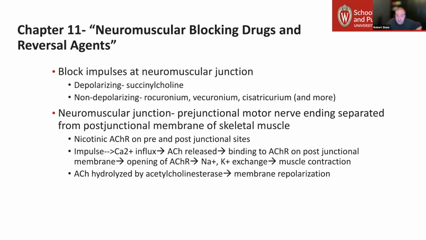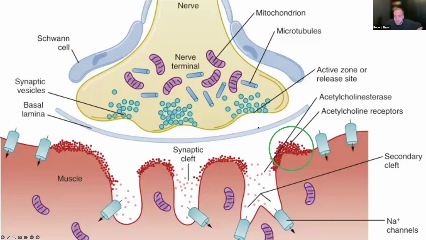So these drugs, each of them, block impulses at the neuromuscular junction. So briefly, to review neuromuscular physiology. So here's the neuromuscular junction. We have the presynaptic terminal and we have the postsynaptic. I highlighted here in green the receptors that we primarily are targeting.